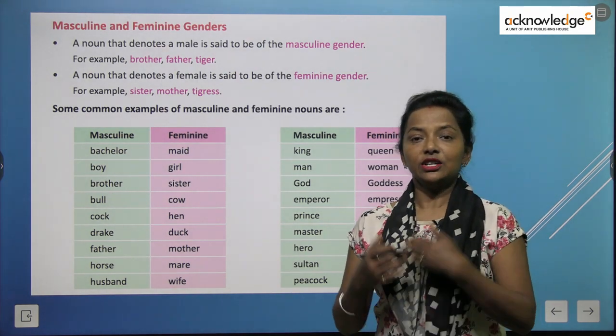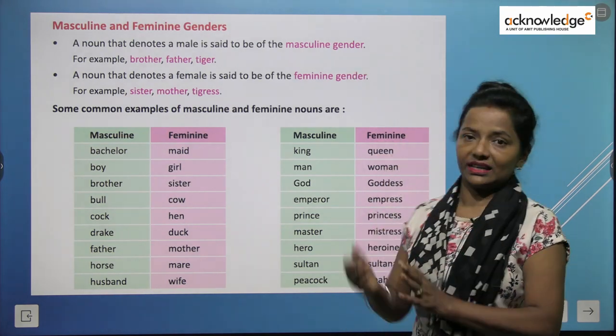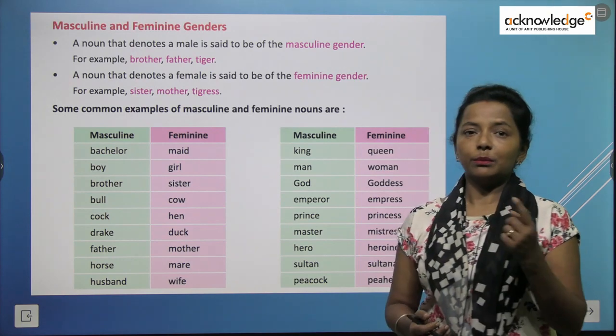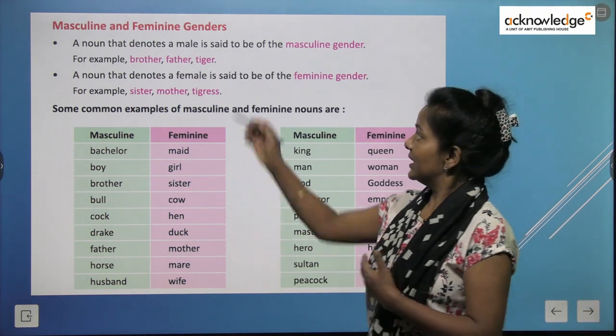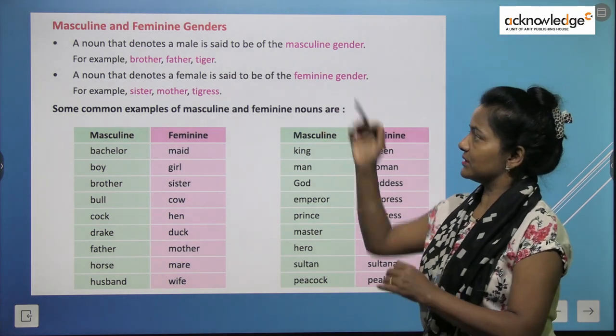I just told you that when we talk about males, it is called masculine gender. For example, brother, father and tiger. They are male. So they are known as masculine gender.